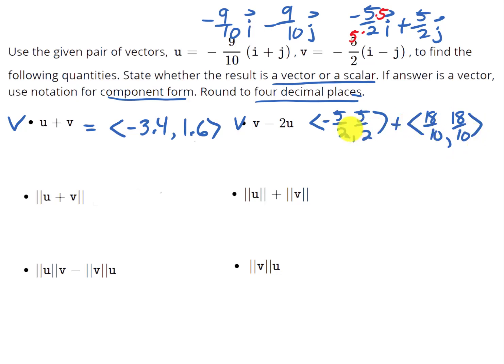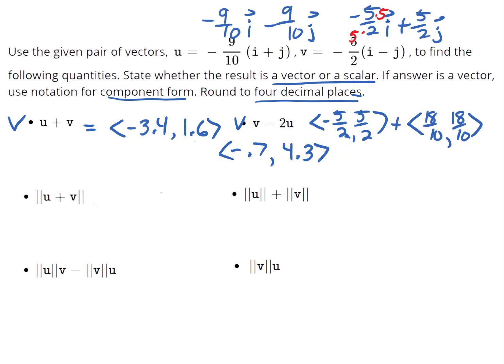So here's negative 2u and here's v. Now we're going to combine those component wise. So negative 5/2 is negative 25/10 plus 18/10 is negative 7/10, which as a decimal is negative 0.7. And then 25/10 plus 18/10, so that's going to be 43/10, and as a decimal that would be 4.3.